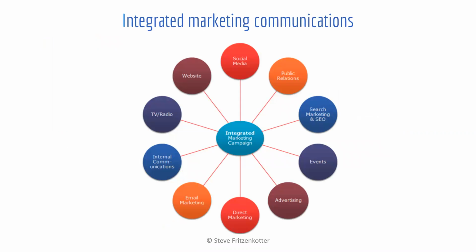If you look at the different areas of promotion or marketing communications, we have everything from social media to public relations and search engine optimization and search engine marketing, and then we go around to events, advertising. I'm going clockwise here to internal communications, television, radio, the website. So all these elements make up integrated marketing communication. That's all the channels that we have to communicate with our audience. So digital marketing fits in with actually most of these IMC, integrated marketing communication elements.